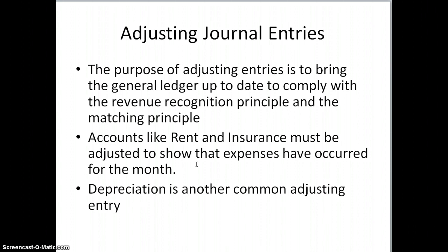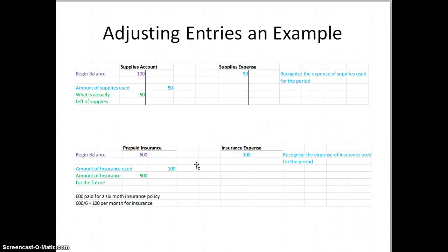So some accounts like rent and insurance, we pay in advance. And as the month goes by, you would recognize the expense because you've incurred that expense. Depreciation is another common adjusting entry, but we do that further on in your book. So we'll talk about depreciation extensively when we get to the depreciation chapter. In the meantime, let's look some more at adjusting entries. I have some examples for you.